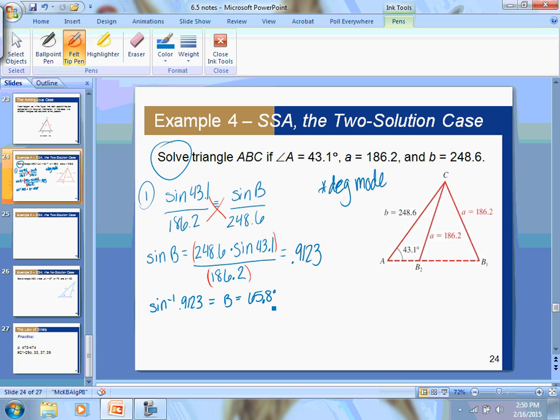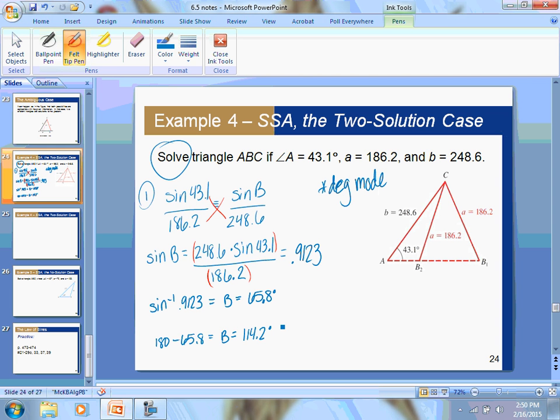But now remember, there's two possibilities here for our solutions. So it could be 65.8, or it could be 180 minus 65.8. So my other possibility for B would be 114.2 degrees.